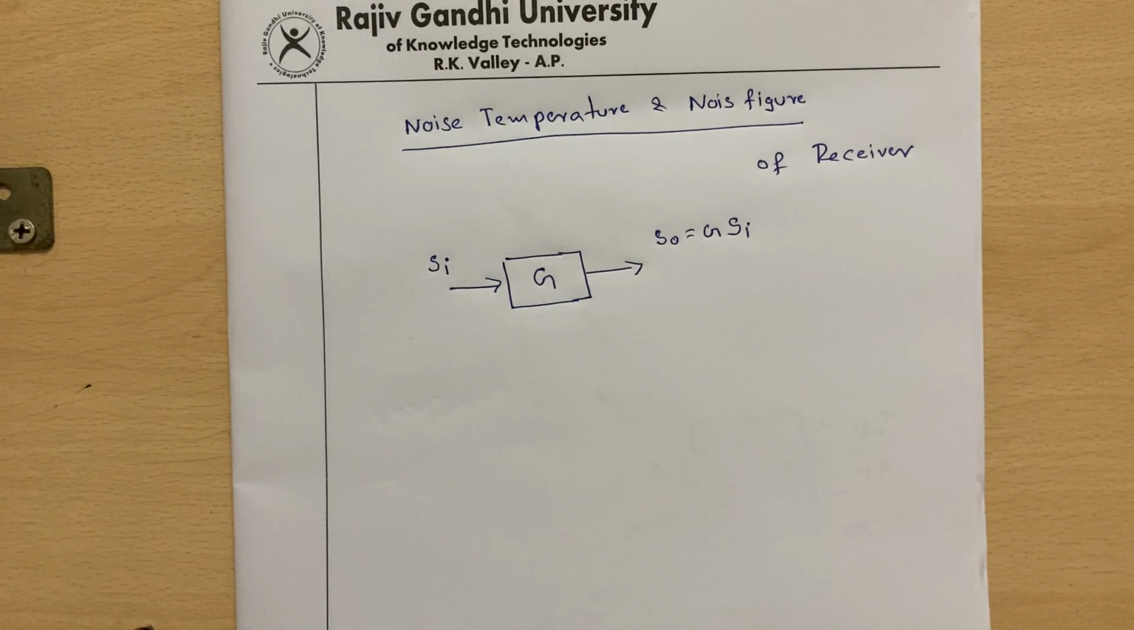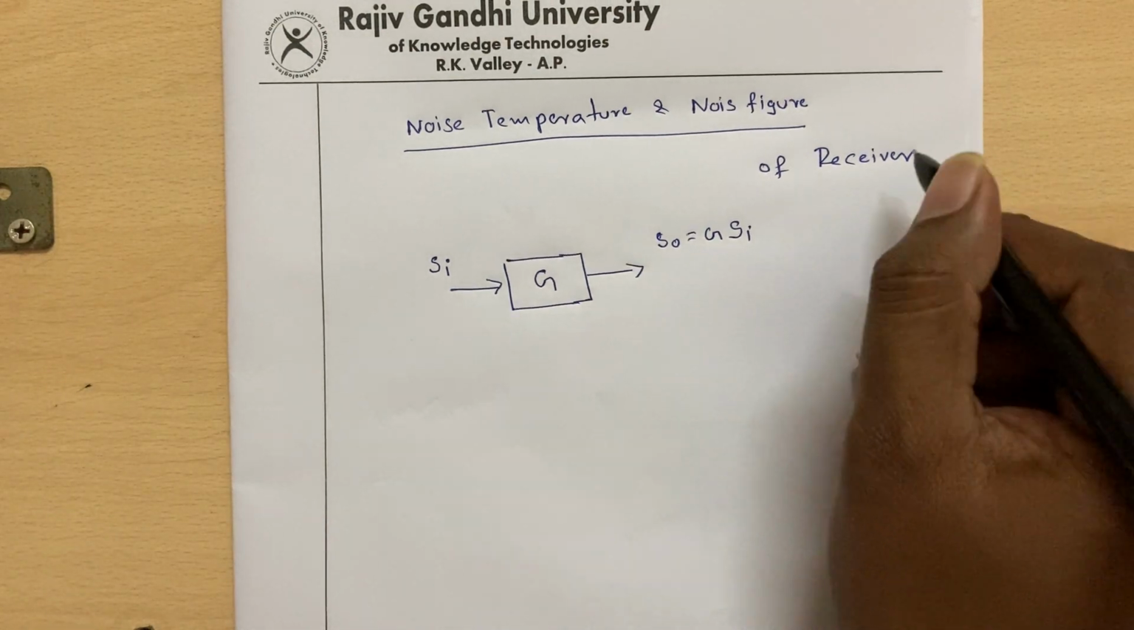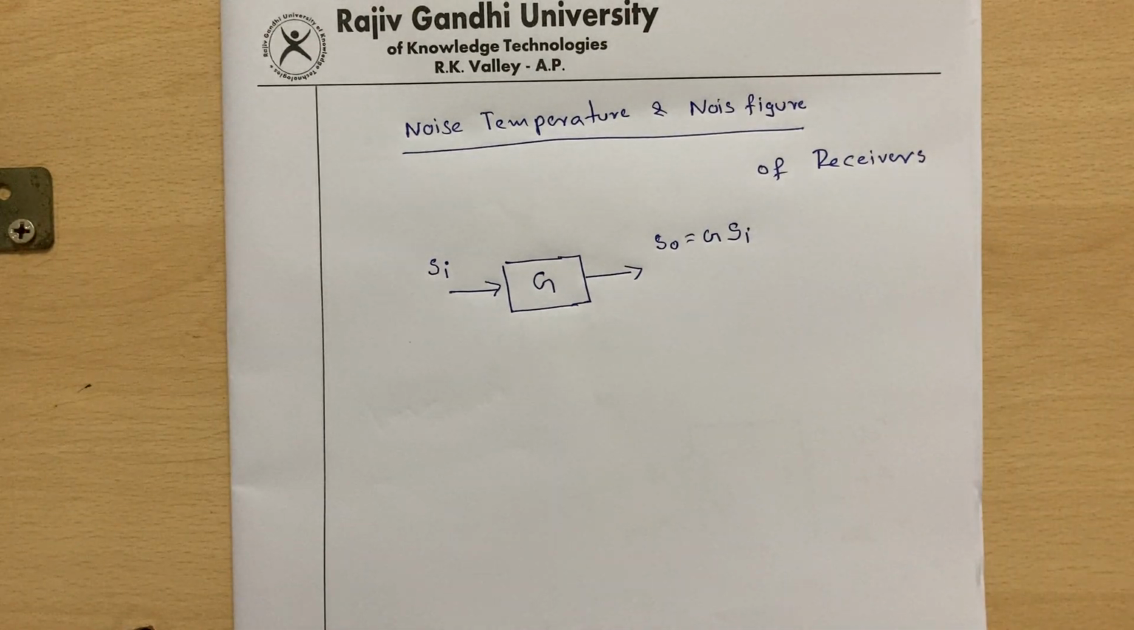Today's topic is noise temperature and noise figure of receivers. A receiver is an interconnection of several blocks, and we first discuss one block, and we will find the noise temperature of the receiver.